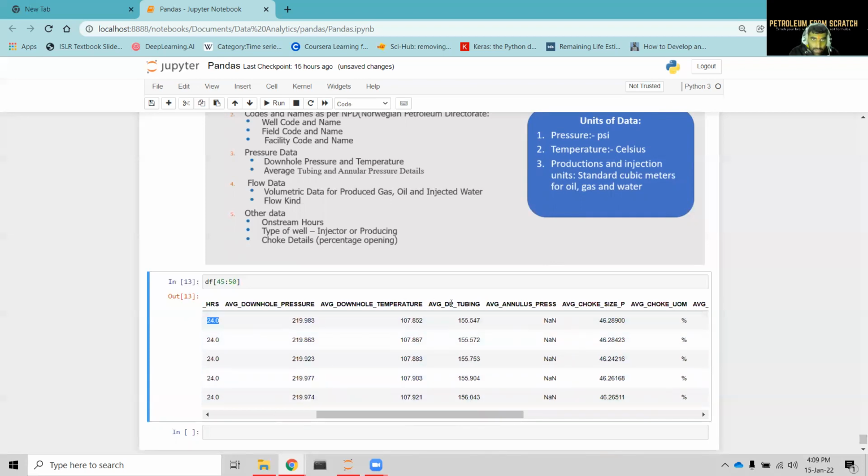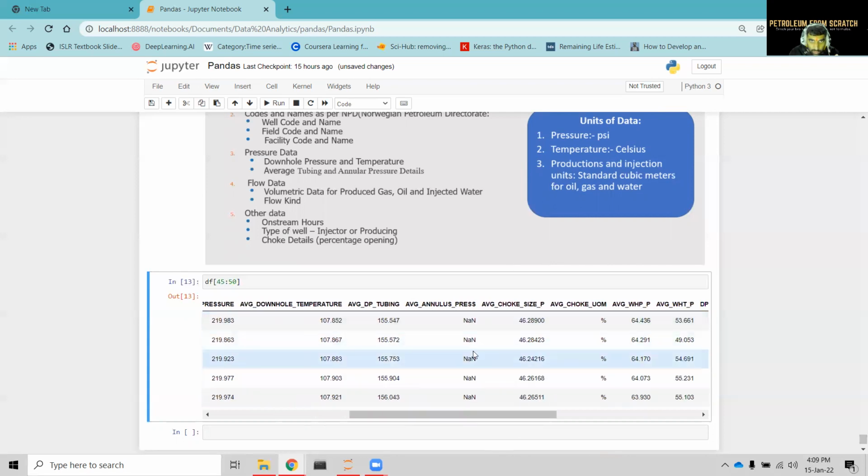DP tubing is nothing but your differential pressure across the tubing. So the average differential pressure across the tubing is 155.547 PSI. Annulus pressure is there, but it is NaN for this well. Maybe the sensor for calculating the annulus pressure for this certain well has stopped working. That's why it's showing NaN, because it is not possible that we are producing oil and annulus pressure is NaN or not recording.